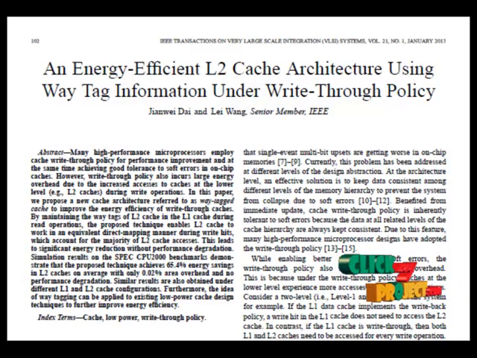This feature is important as CMOS technology is scaled into the nanometer regime in on-chip cache systems. Consider a two-level cache system. For example, if the L1 data cache implements the write-back policy, a write hit in the L1 cache does not need to access the L2 cache. In contrast, if the L2 cache is write-through, then both L1 and L2 caches need to be accessed for every write operation. Obviously, the write-through policy causes more write accesses in the L2 cache, which in turn increases the energy consumption of the cache system.